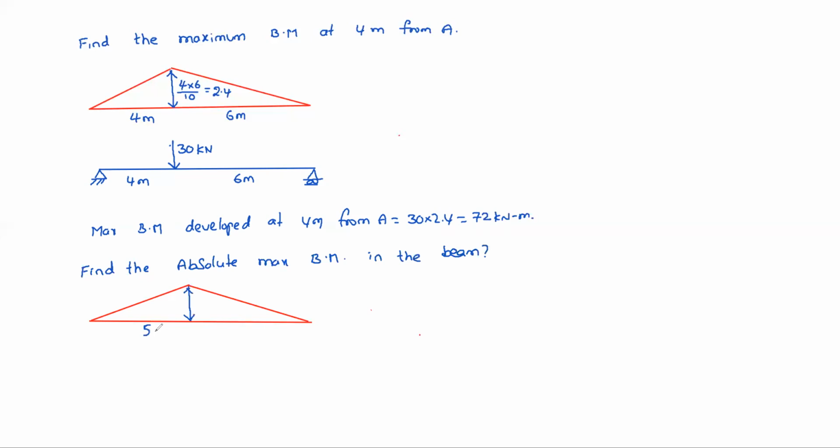Here it is 5 meters, because at the center only you will get the absolute maximum bending moment, that is 5 into 5 by 10, that equals 2.5. So the load we need to keep at the center of the beam, 30 kilonewtons. So absolute maximum bending moment equals 30 into 2.5, that equals 75 kilonewton meter.